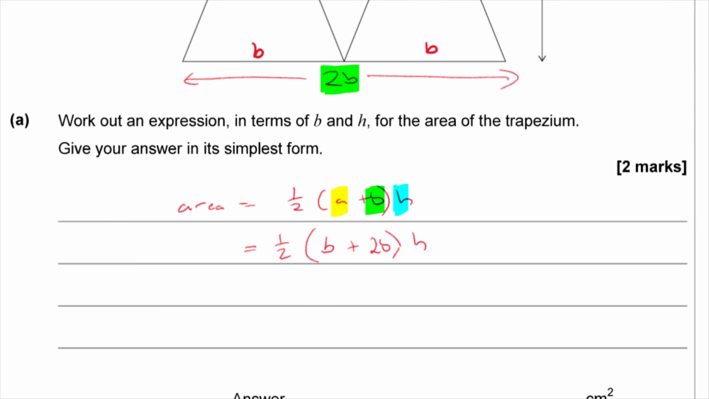Okay, so there's that one there. So just subbing those things in, I've got half, b plus 2b, times h. Okay, so b plus 2b is 3b, so that's half of 3b times h. And I can just rewrite that as 3 over 2 bh. There's a kind of simpler way of writing that down.